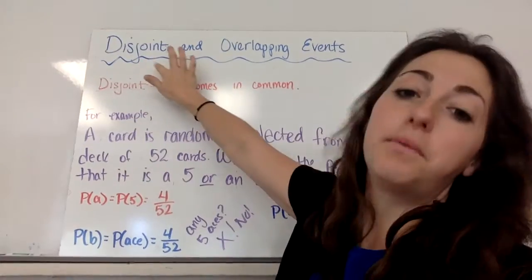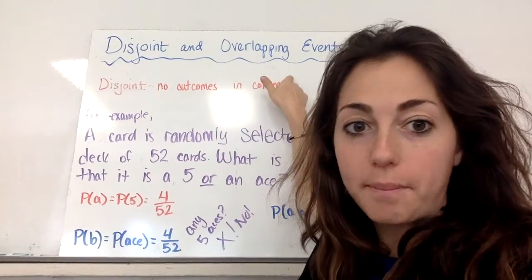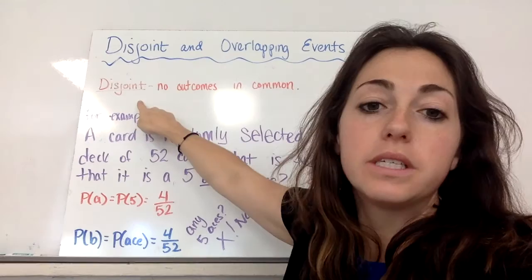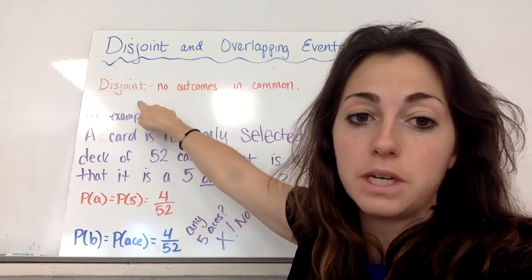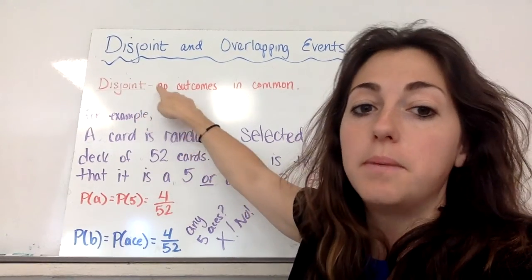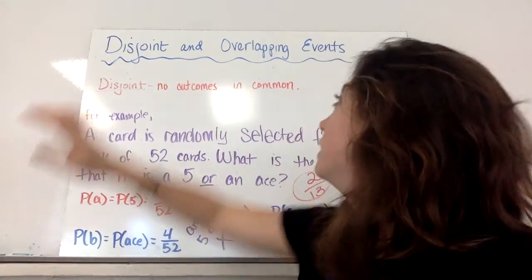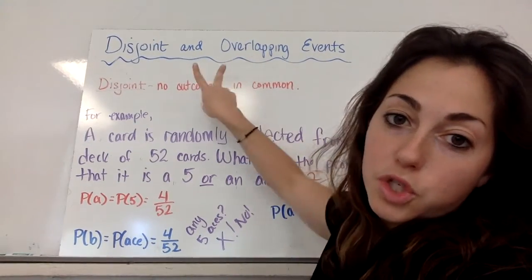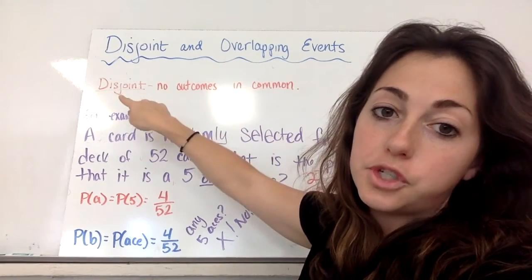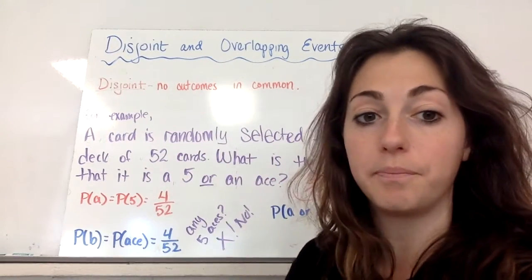Hey class, today we're talking about disjoint and overlapping events. Disjoint is the first term to understand. A disjoint event means that no outcomes are in common. Events is plural, so there are two events. Disjoint means nothing in common.